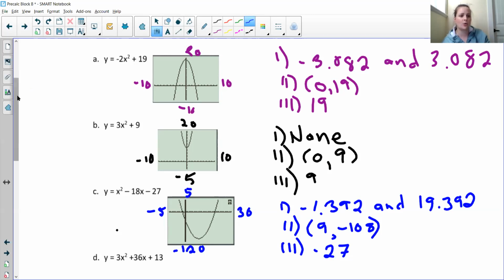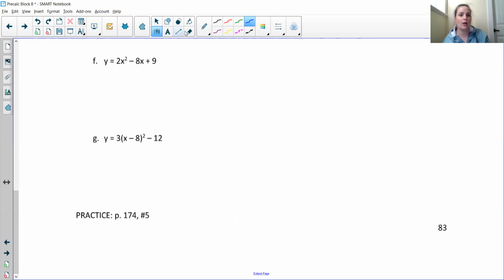And then, of course, there's one question in the textbook that you can give a go for using your TI-83.